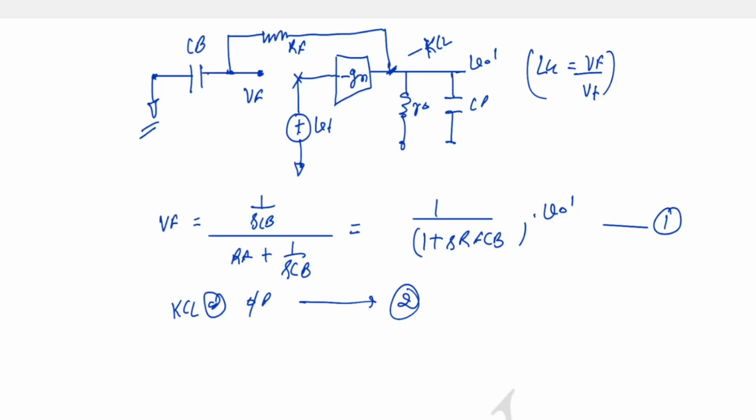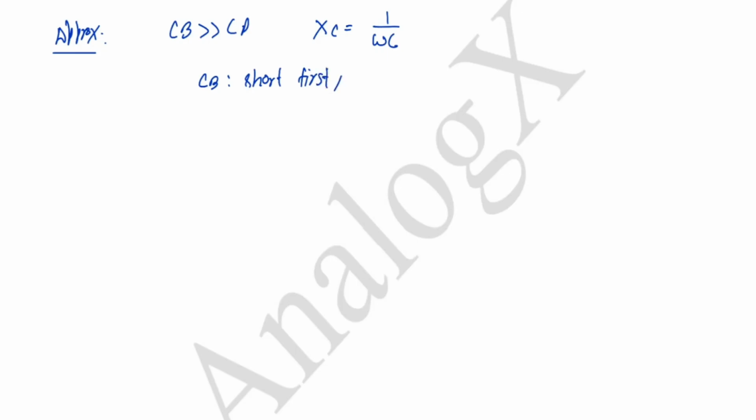so we will use some approximations. Okay, so we will use the first approximation as Cb is greater than parasitic capacitance. So I will use the approximation Cb is greater than Cp. So we know that Xc is 1 by omega C. In my last video I also explained that Cb will short first, and then Cp will short.